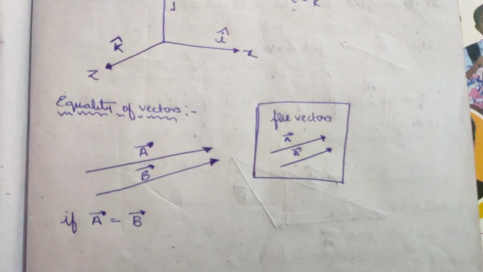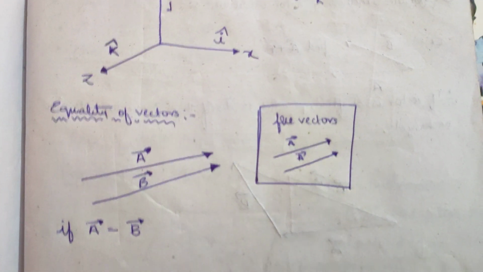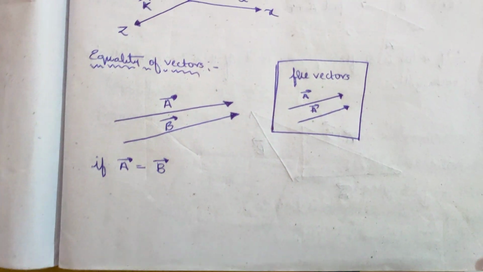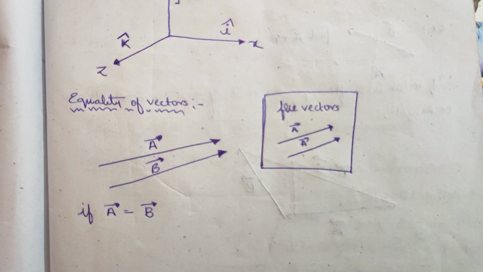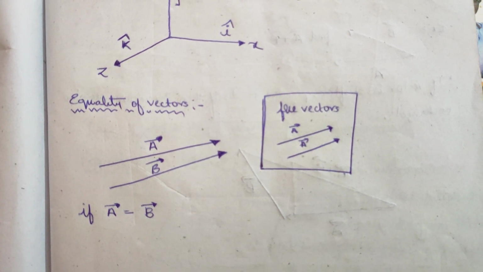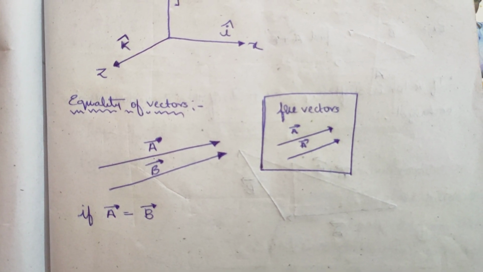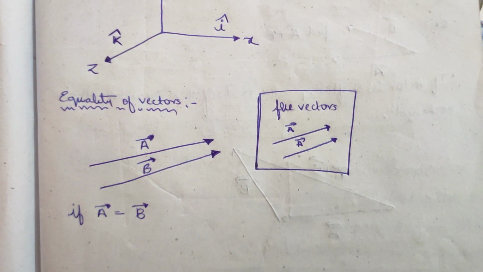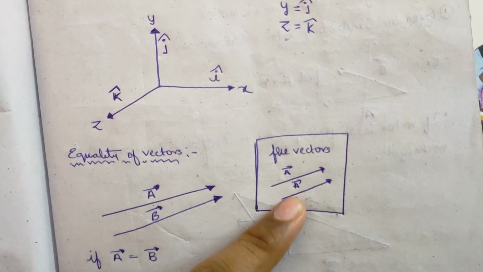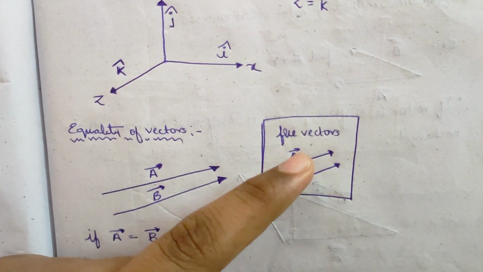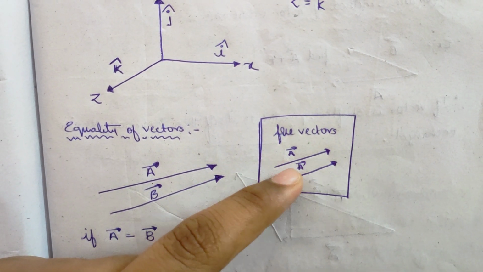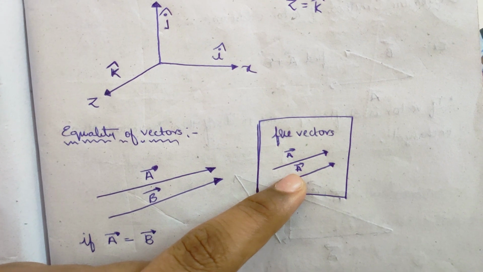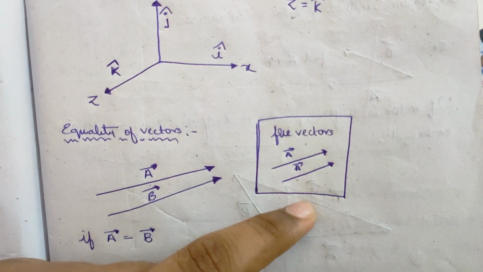Now here, equality of vectors. Here you can see if you say a equals b, both should be in the same direction and the same length, then only we can say a equals b. Let us take the free vectors which are parallel to each other. They are also equal to each other because they have the same length, same shape and same direction, so they are called equal vectors.